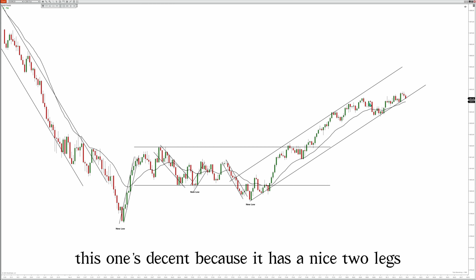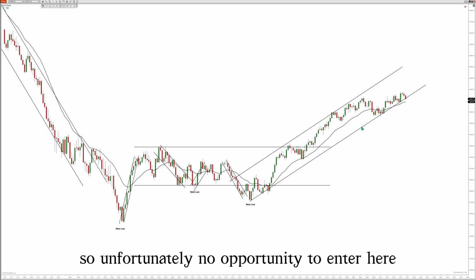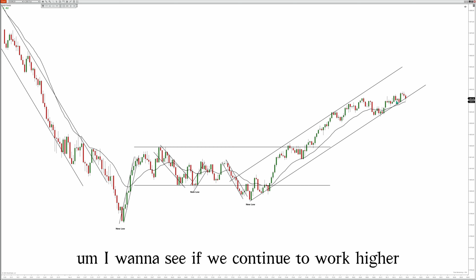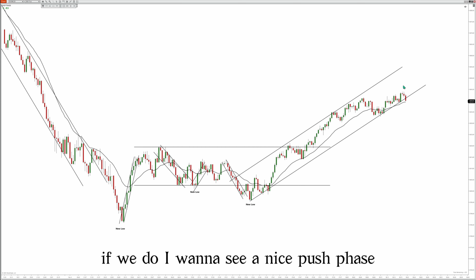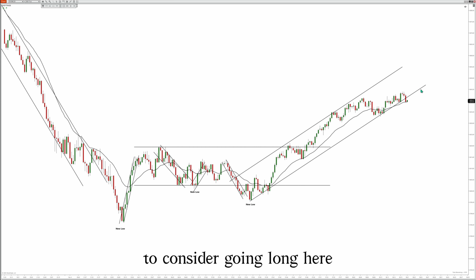This one's decent because it has a nice two legs, but as you can see, we're below EMA, like I said. So unfortunately, no opportunity to enter here. I want to see if we continue to work higher. If we do, I want to see a nice push phase and then a second entry long at the EMA to consider going long here. But it's really up to the market. We'll see what it wants to do.